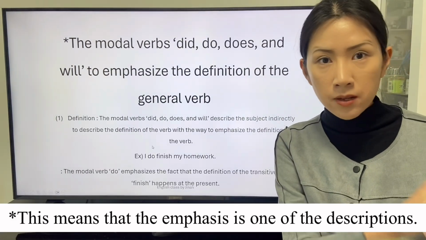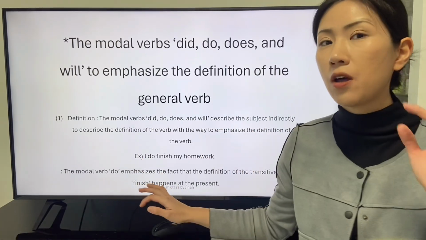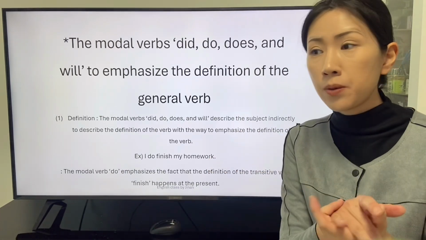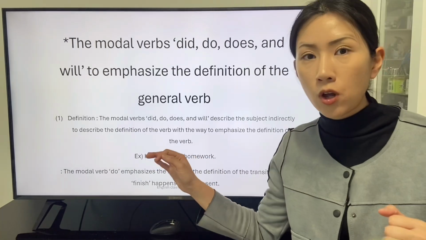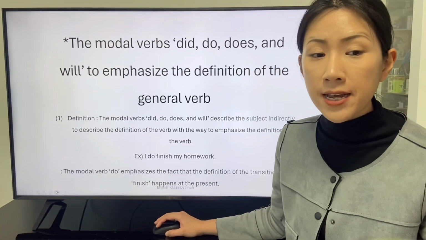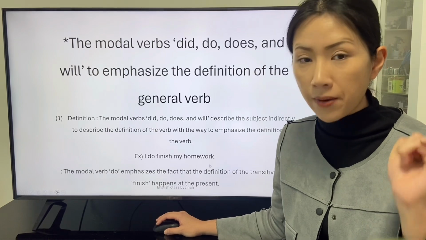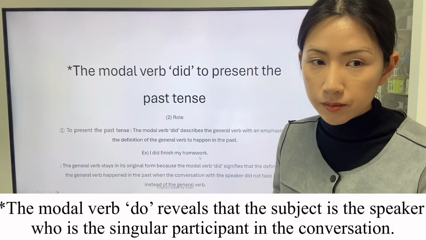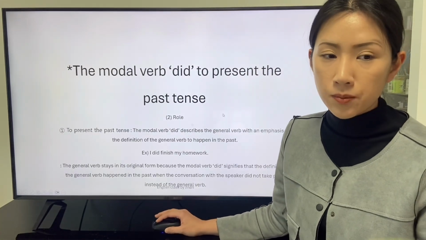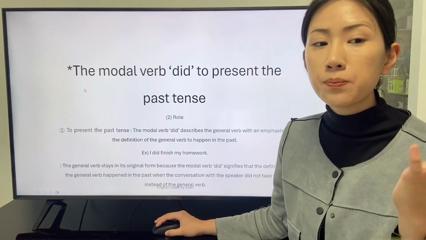The emphasis by the modal verb is a way to describe the description of the verb. So we can assure that the modal verb is a part of an adverb. The modal verb do emphasizes the fact that the definition of the transitive verb finish happens at the present. The modal verb did presents the past tense. The role of the modal verb did is to present the past tense.